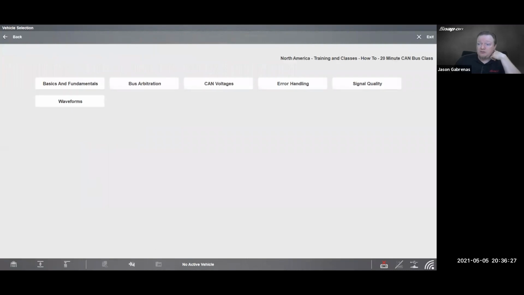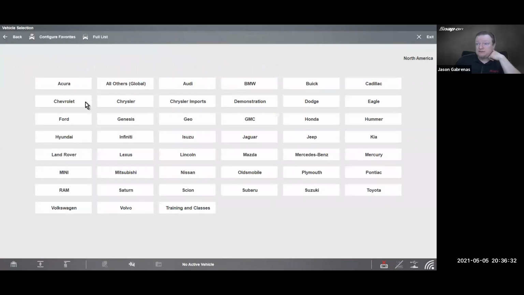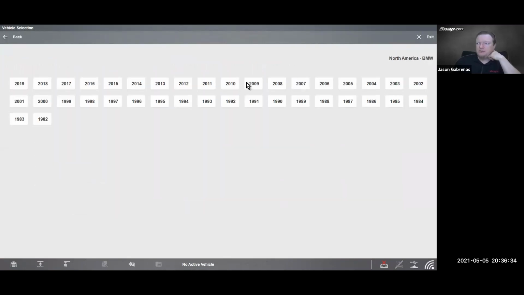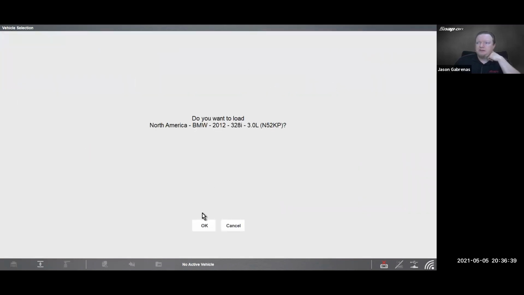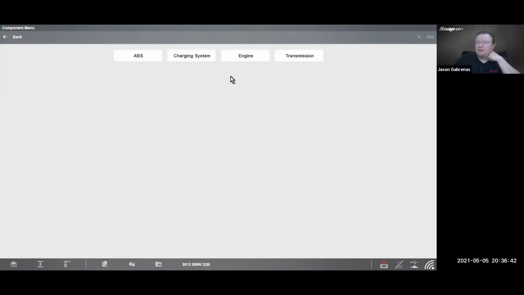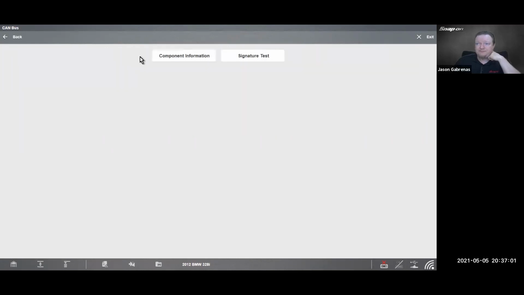If I wanted to look at a vehicle specific, let's go to BMW again, 2012, 328i. All right, let's look at that. So once we load a vehicle, this is all VIN specific information, by the way. There's over 5 million tests, goes back to 1981. In the engine system is going to be where I can find my CAN bus. I can also find if there's FlexRay or any other types of buses, oftentimes they'll be in here as well. Crank sensor, cam sensor, but I want to look at the CAN bus.